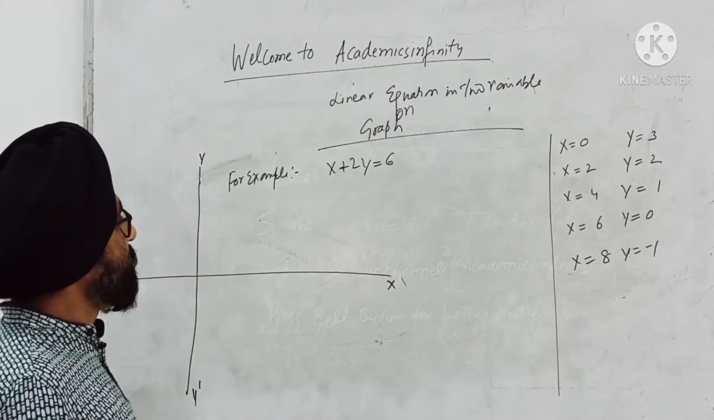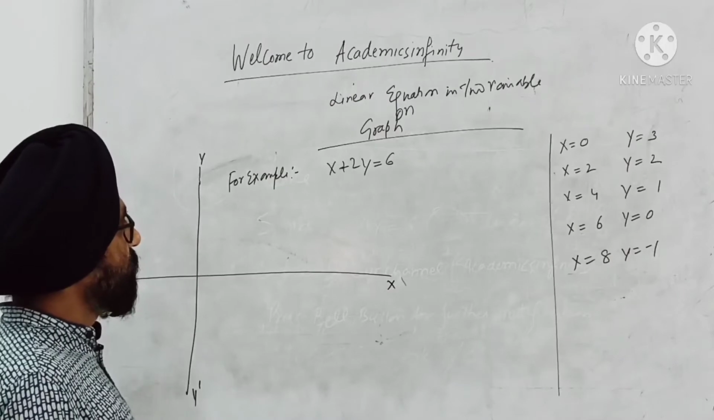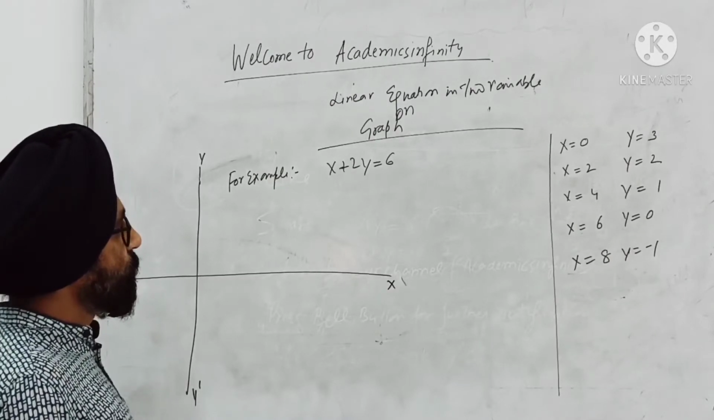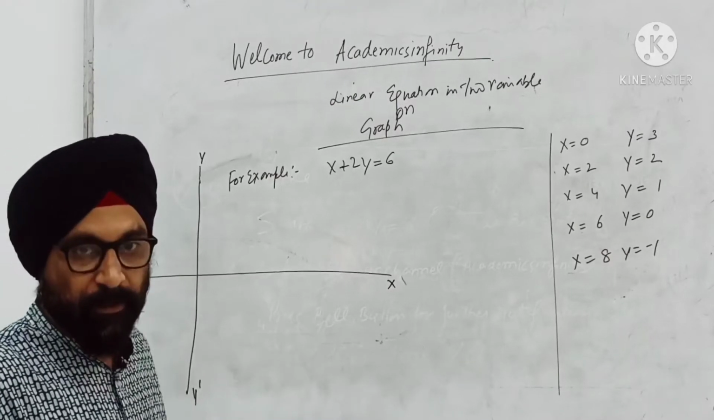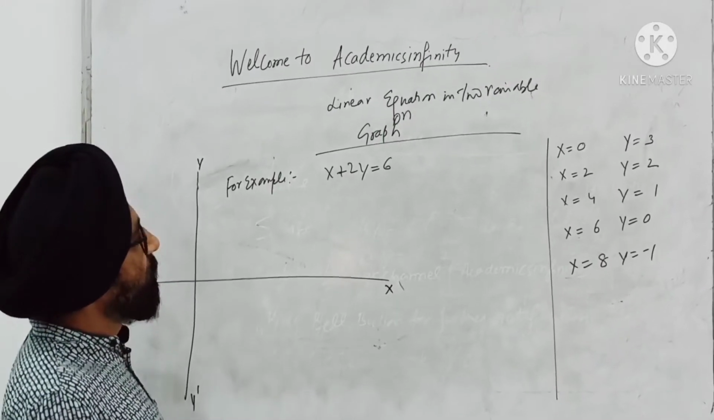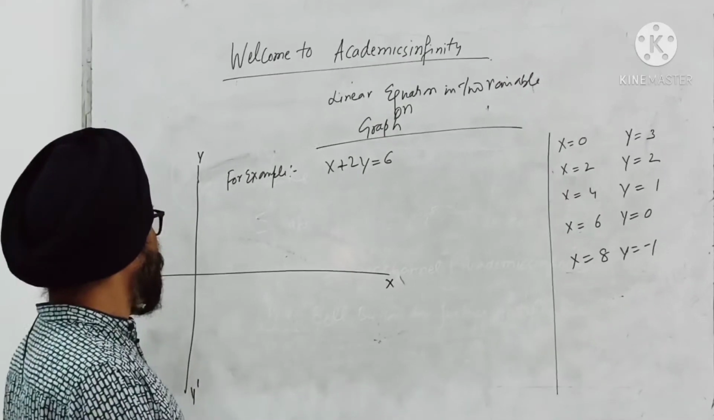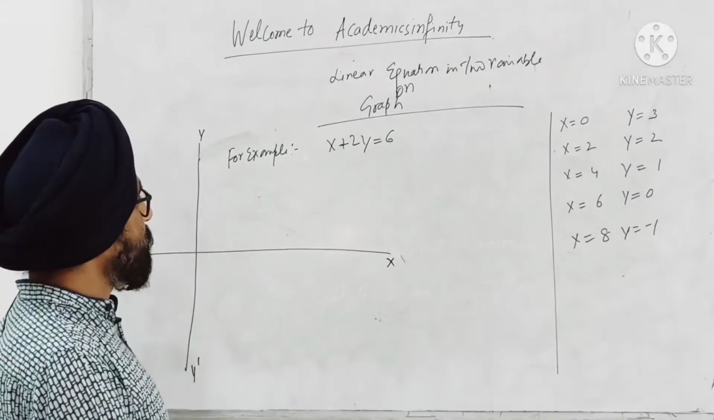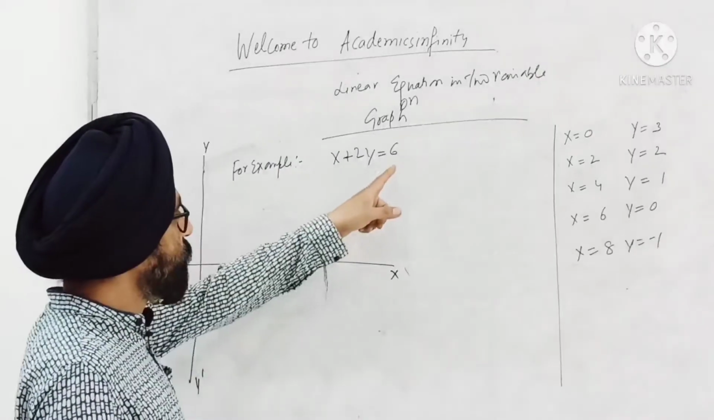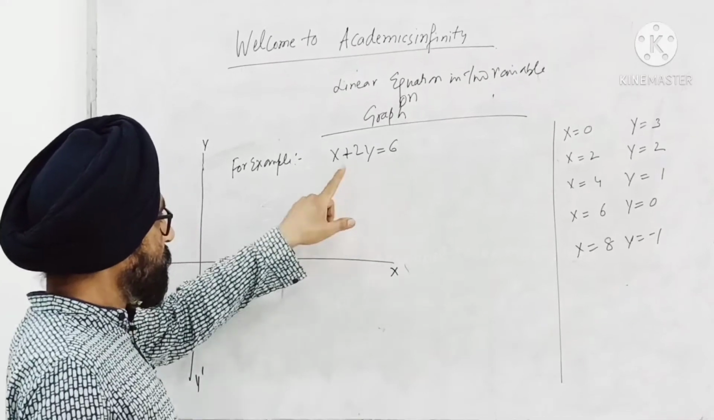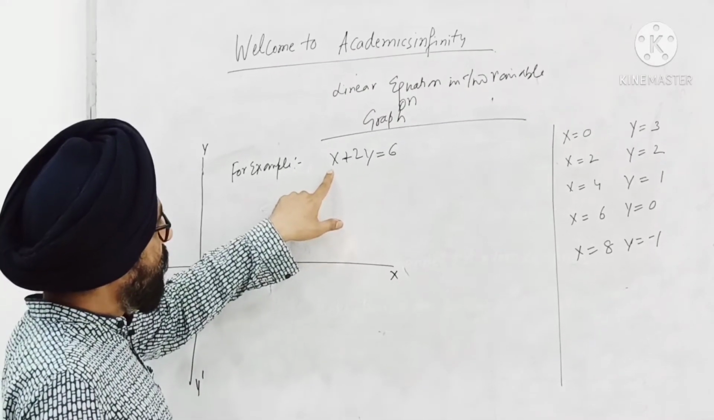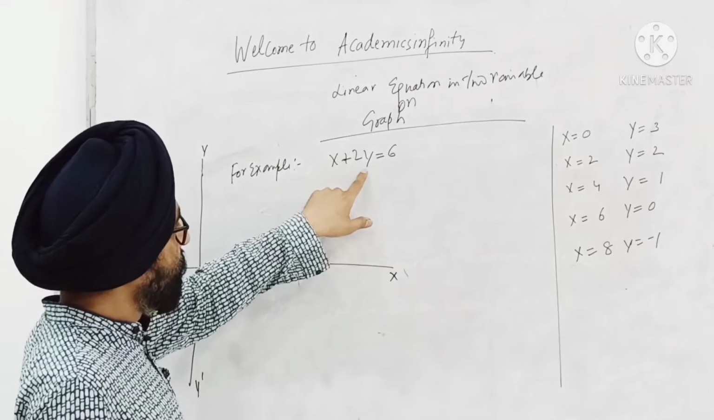Now, today we will discuss the topic of linear equations in two variables on a graph. How to present a linear equation in two variables on a graph. Let's take an example: x plus 2y is equal to 6. This is a linear equation and there are two variables, x and y.